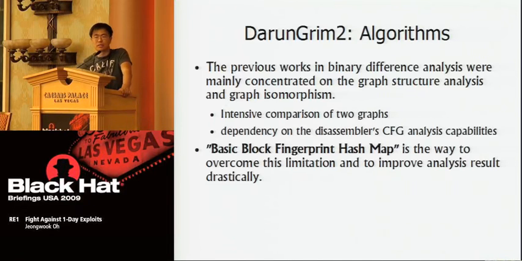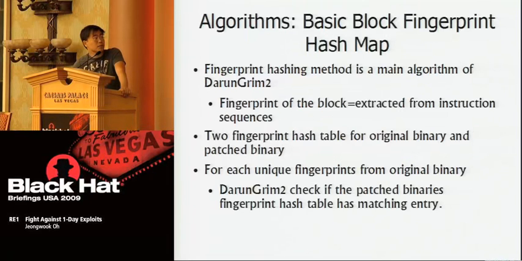What is the difference between Darungrim and other bindiffing tools? Actually, previous works mainly concentrated on graph isomorphism, like the CFG or CG that is generated by IDA, but we are mainly using a basic block fingerprint hash map, and we are using it to overcome the problem with the CFG.